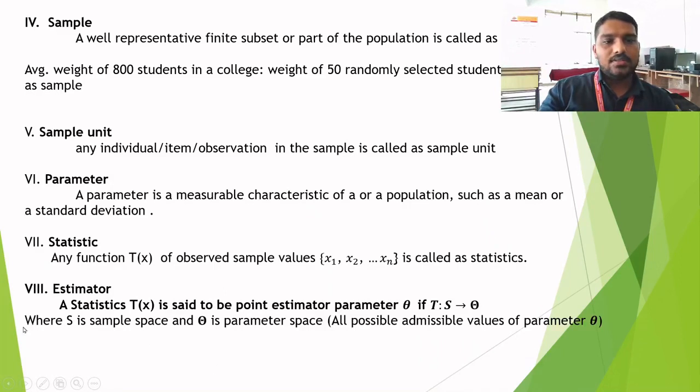So next, estimator. What does estimator mean? A statistic T(x) is said to be a point estimator of parameter theta if T is a function from sample space S to parameter space script theta. Parameter space means all possible admissible values of parameter theta, and sample space means all possible admissible values of x1, x2, ..., xn, or x, is called the sample space.